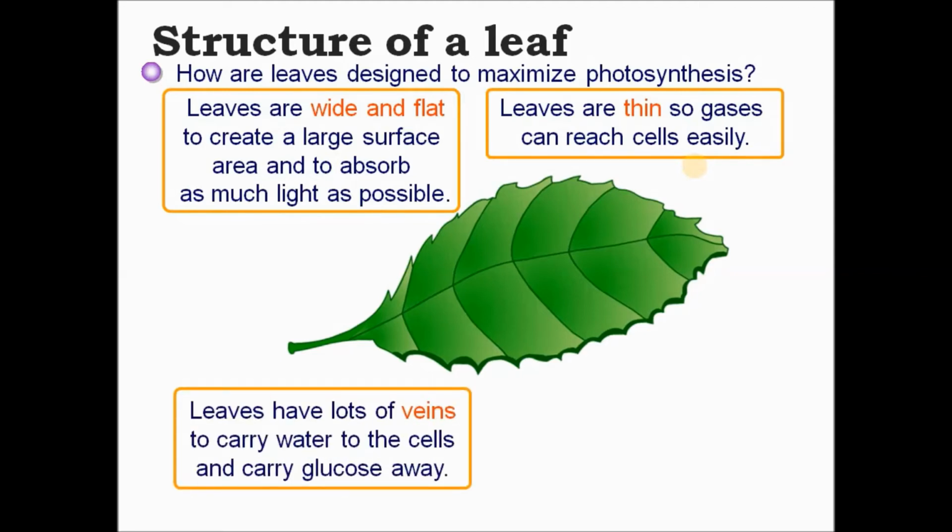Then leaves have lots of veins. These veins help to carry water to the cell. So we know that for the photosynthesis reaction, carbon dioxide is essential, water is essential. And we know that water is absorbed by the roots. From the root, it gets transported to the leaf through the cells called xylem. The veins which are present on the leaf help to carry water from the other parts of the plant.